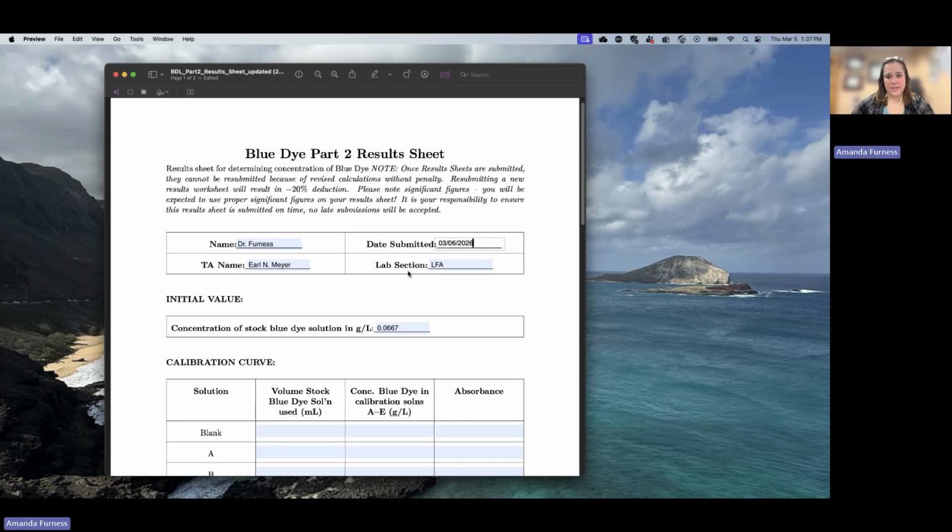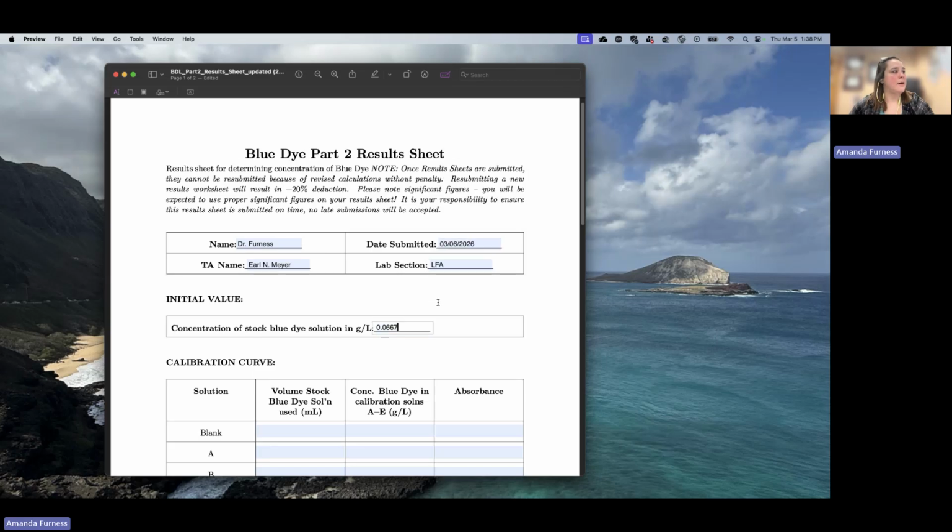If you're not sure what lab section you're in, this is posted on Canvas under modules, general course resources. There's your TA contact info. On that same document, you'll also find your lab section. So please make sure that you're including that, because if you don't include this info, you will lose points.